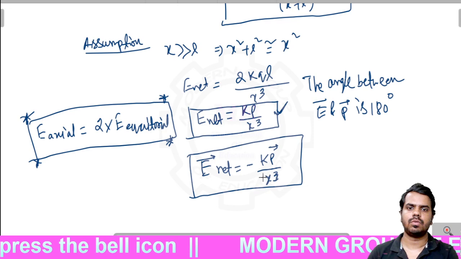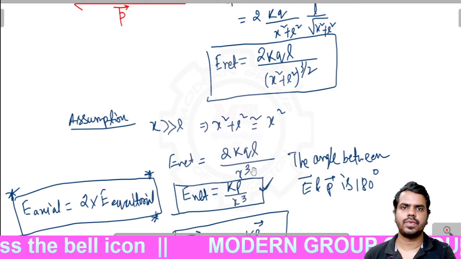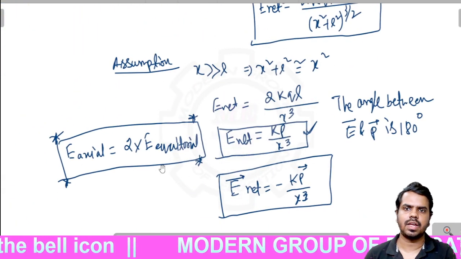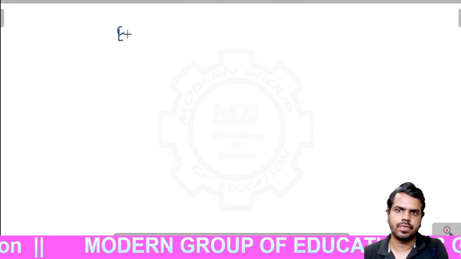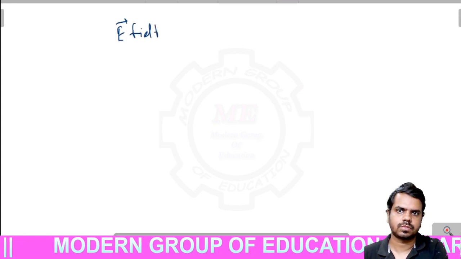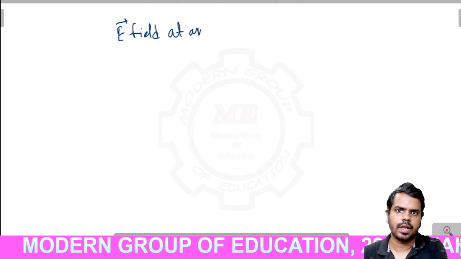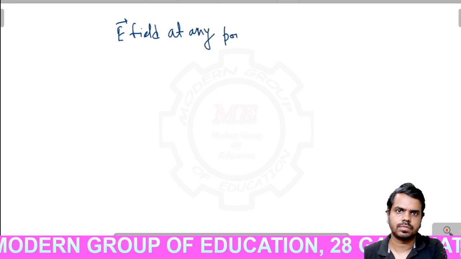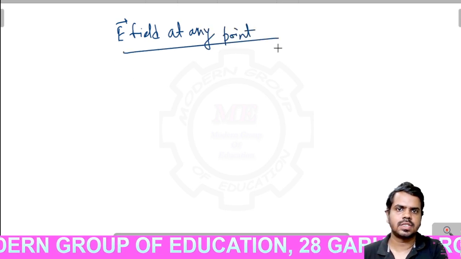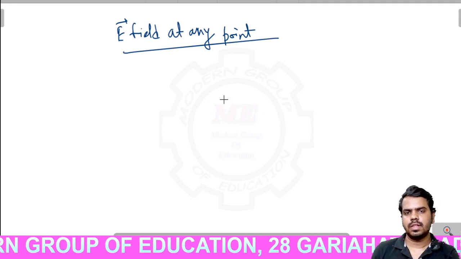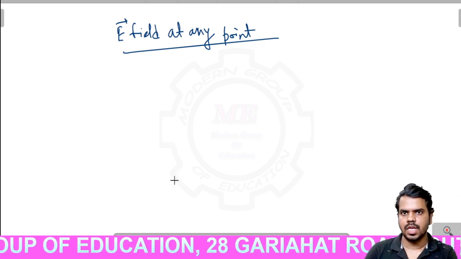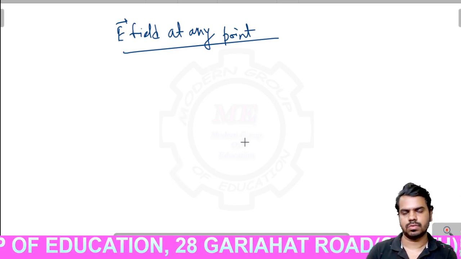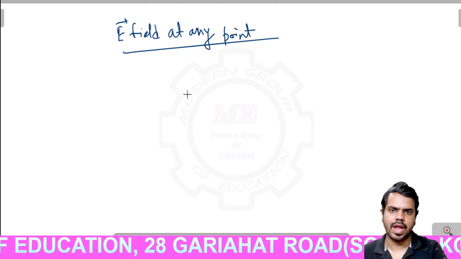Okay. Now, electric field axial and equatorial are there. I have written the axial and equatorial, but now electric field at any point. Actually, this is the general formula. In this formula, by just applying the angles, you will get the axial and equatorial values. Okay. Now electric field at any point.